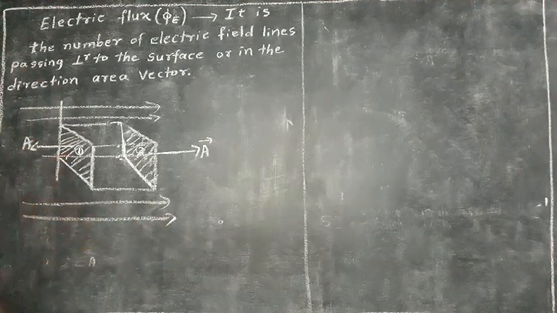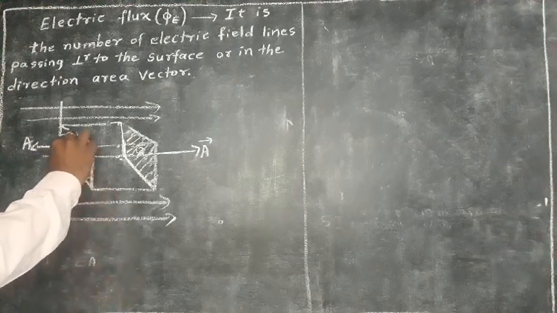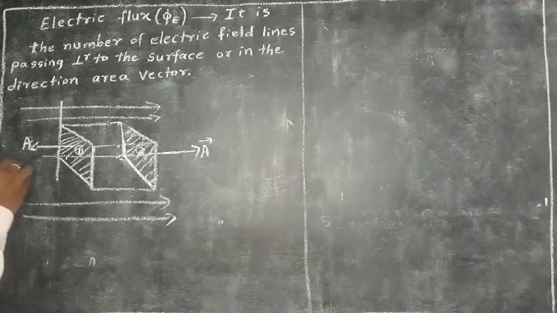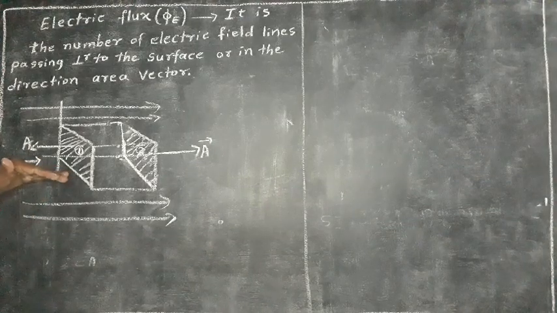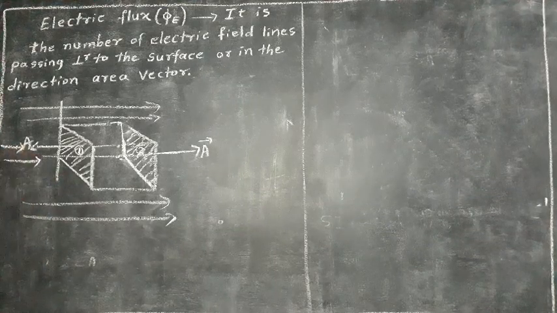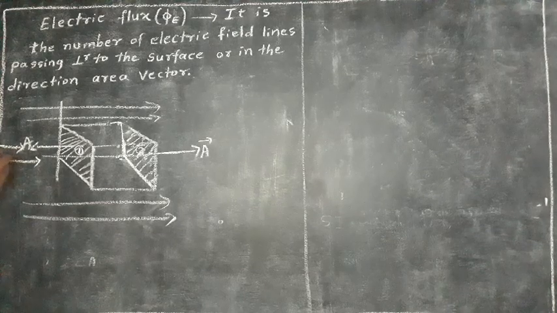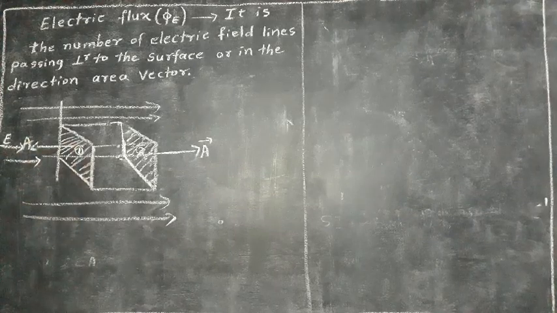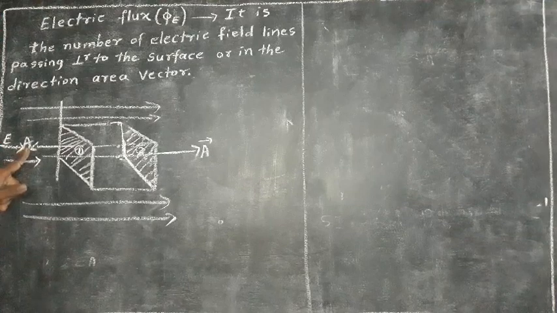for the first surface, the area vector is the outward normal and the electric field lines are anti-parallel, or here the electric field line is traveling in this direction. Therefore, E and A are in opposite directions. Therefore, the angle between E and A is 180 degrees.